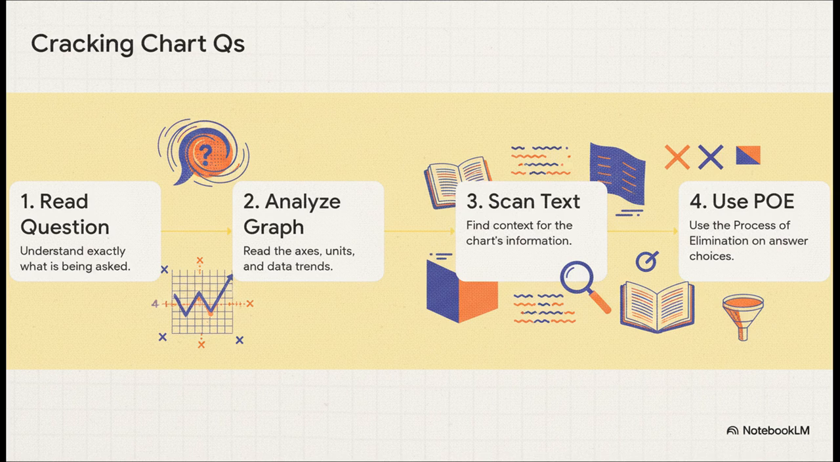First, make sure you actually understand what the question is asking. Second, really look at the graph. What are the labels? What are the trends? Third, just do a quick scan of the text to get the context. And finally, and this is key, ruthlessly use the process of elimination.